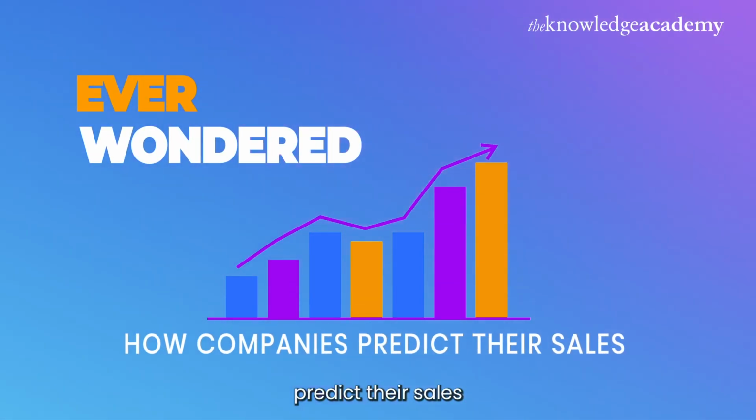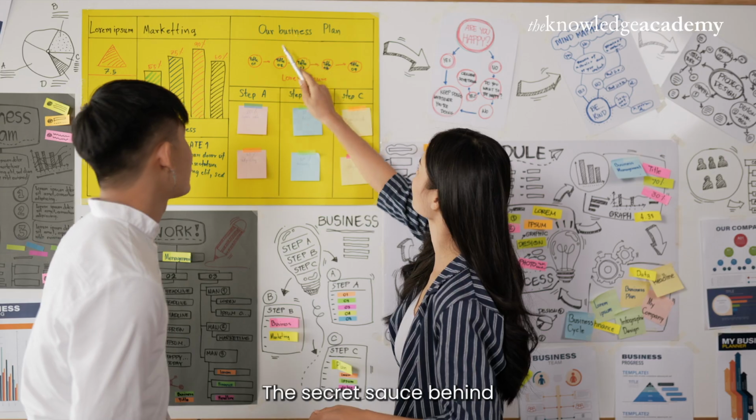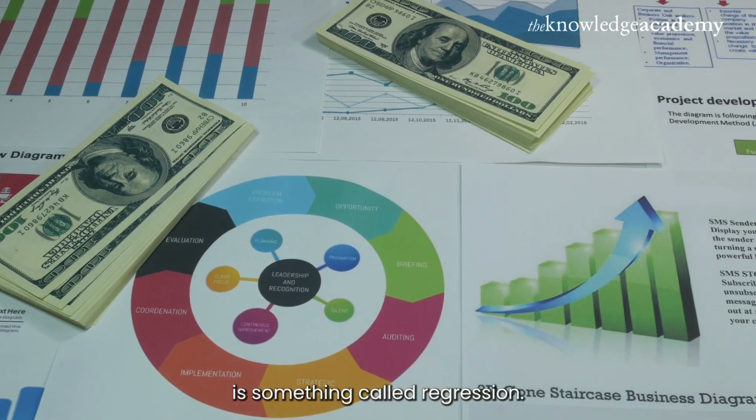Ever wondered how companies predict their sales, or how weather apps forecast the temperature? The secret sauce behind these predictions is something called regression.